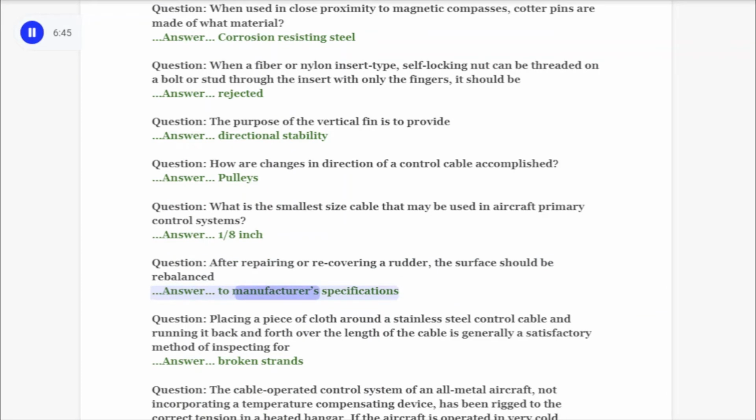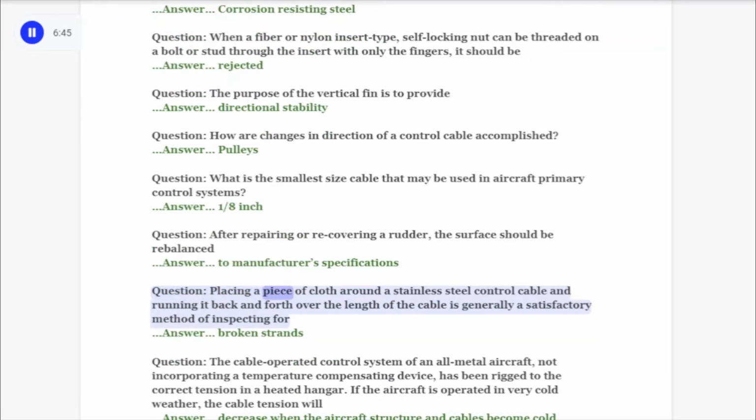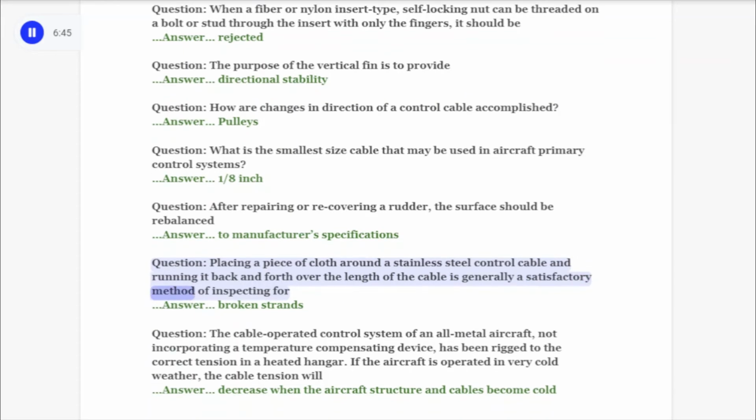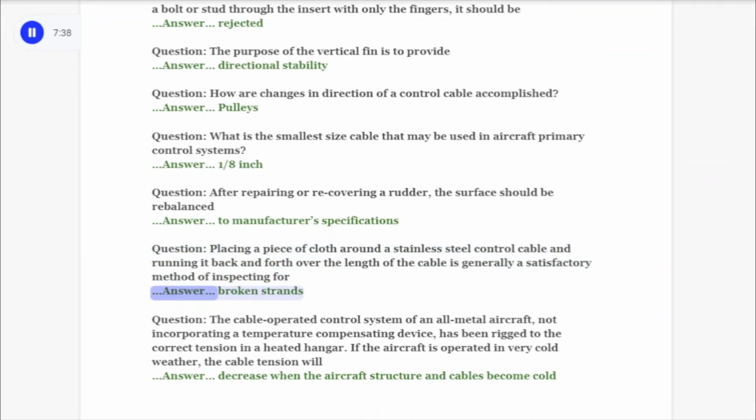Answer: to manufacturer's specifications. Question: placing a piece of cloth around a stainless steel control cable and running it back and forth over the length of the cable is generally a satisfactory method of inspecting for. Answer: broken strands.